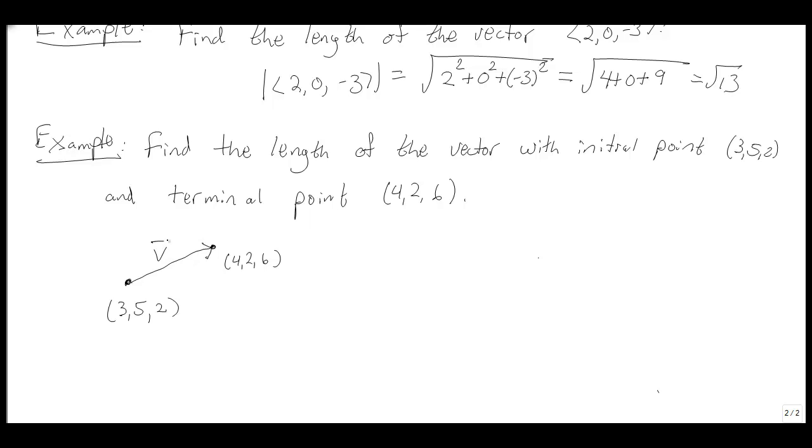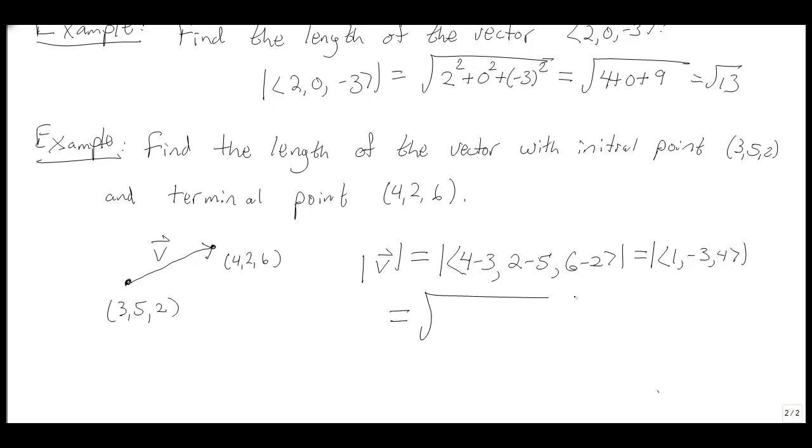And so let's give this a name. Let's call this a vector. How about V for vector? And then I'll put the arrow over it to denote that that's a vector. Well, then the magnitude of V, what is the vector? Well, I have to subtract these. So I get 4 minus 3. That's the x-coordinate. The second component is 2 minus 5. Third component is 6 minus 2. So I get the magnitude of the vector (1, -3, 4).